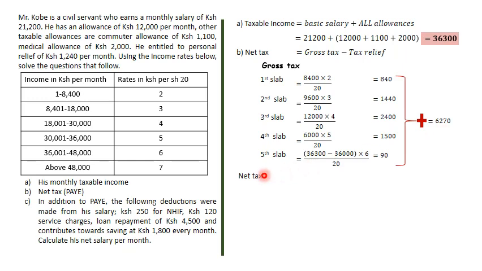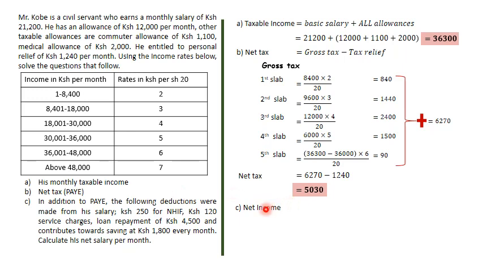But we are told that the person has a tax relief of 1,240. Now that means the net tax really will be this figure. That's the amount that he should pay minus the reduction in tax burden, which is 5,030. This is the answer for part B, net tax, or pay as you earn, if you like.